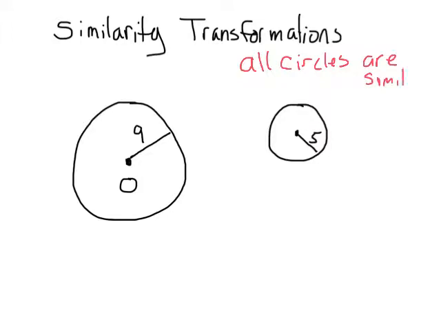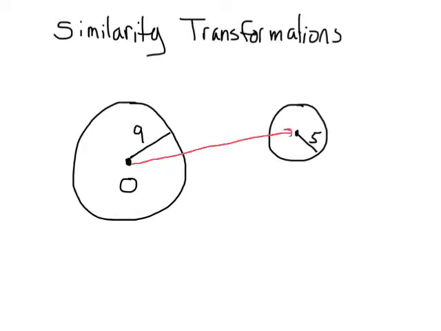So I can always map one circle to another. In this case, I'm going to start with my circle O. It has a radius of 9, and I want to map it to this circle with a radius of 5. Now the orientation of the radius is irrelevant because that's just a measurement. What we do need to do is translate O, and let's call the second circle A, translate O to A with that vector.